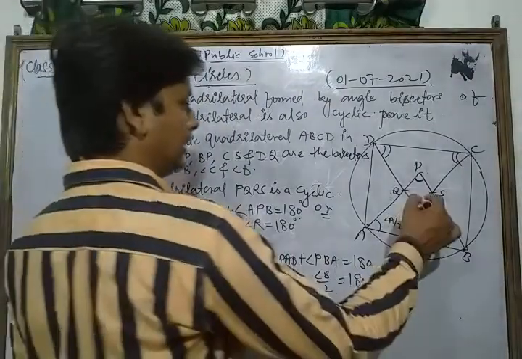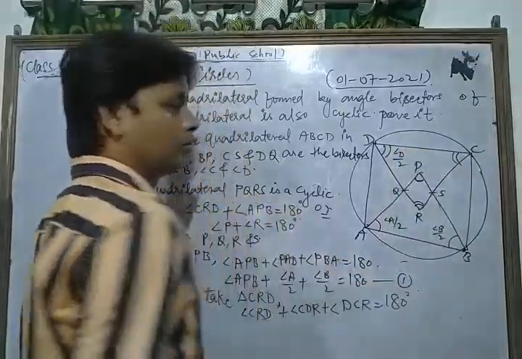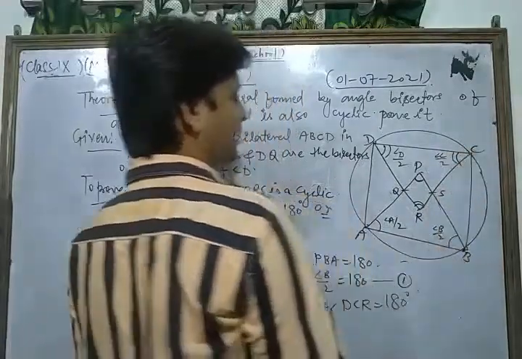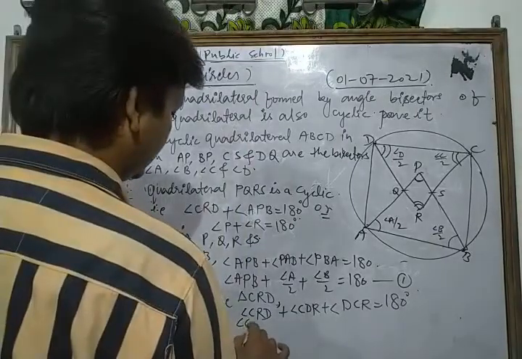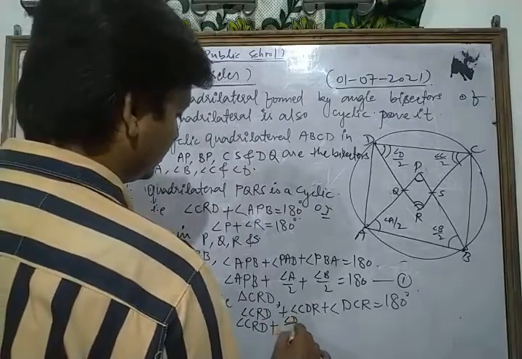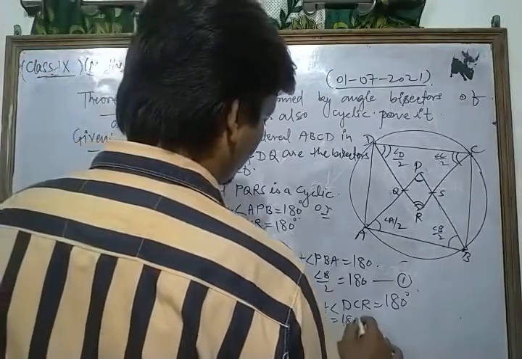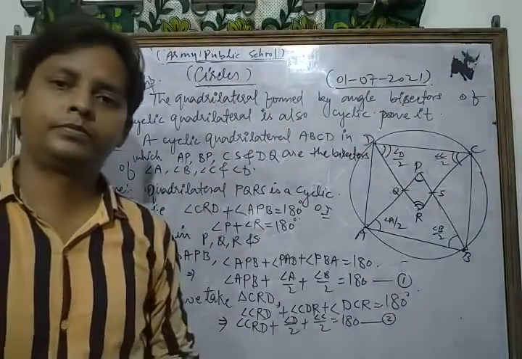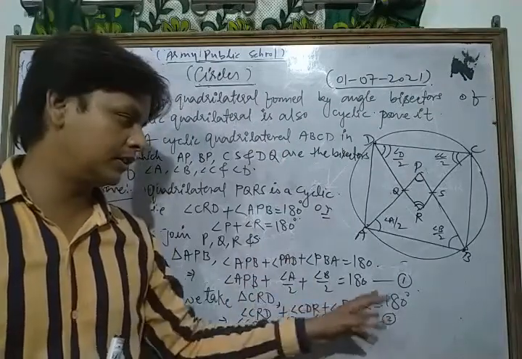Now angle CDR we can write as D by 2. Angle DCR we can write as angle C by 2, because this is the angle bisector. So we can write angle CRD plus angle D by 2 plus angle C by 2 is equal to 180 degree. We take this as equation number 2. So in this way, dear students, we form two equations. This is 1, this is 2.